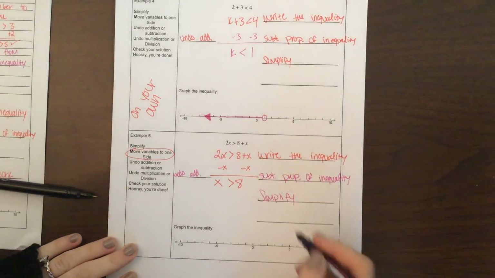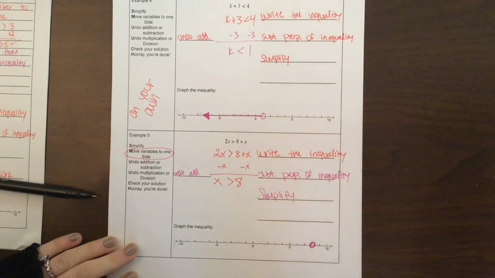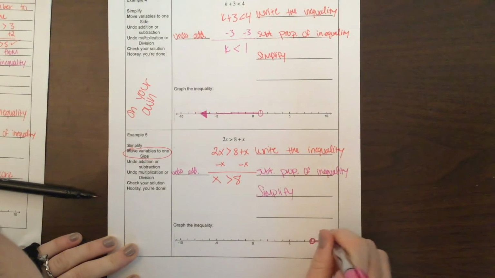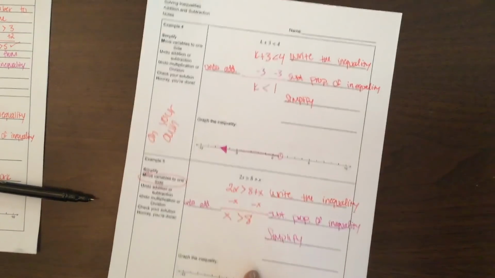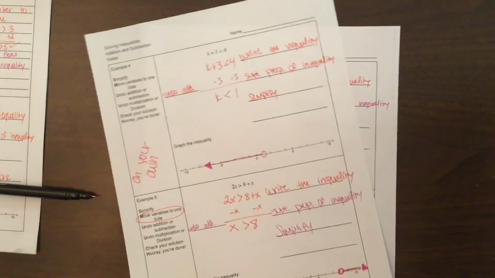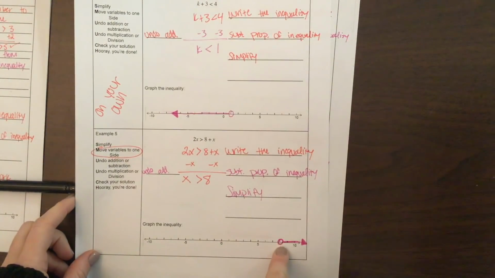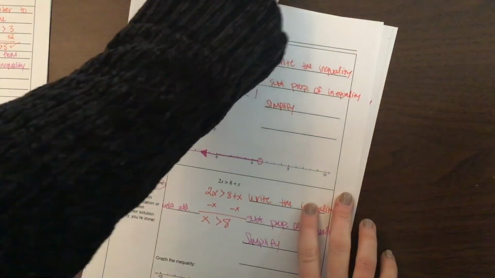Then we're going to graph. I find 8. It's an open circle, and then x is greater than 8, so it's going to go this way. So, really similar. Could you even see any of that? I just graphed it. My bad. Really similar to solving equations.